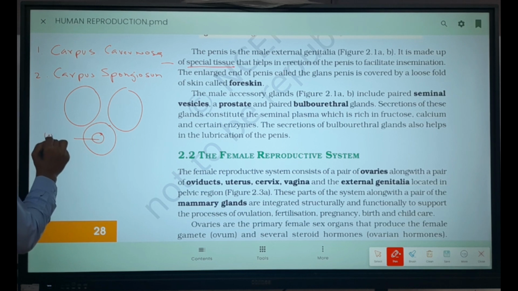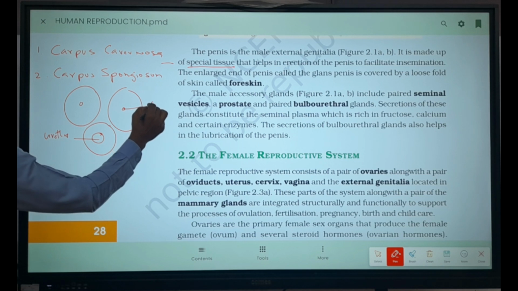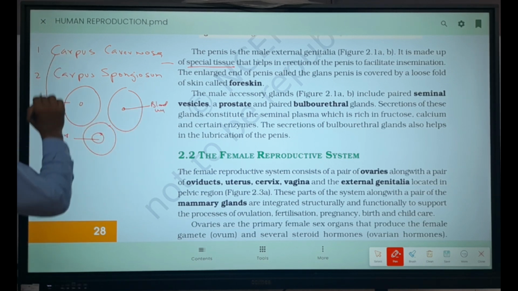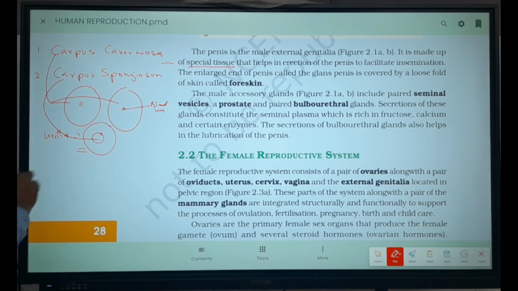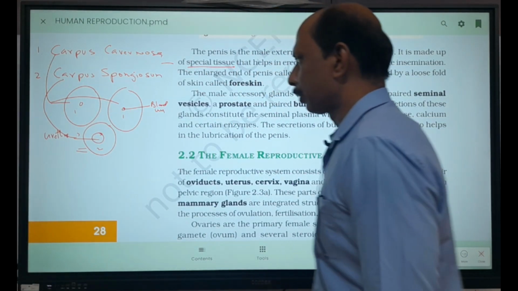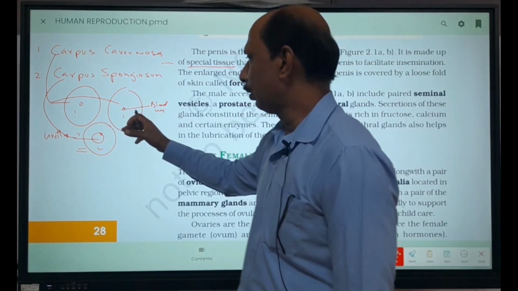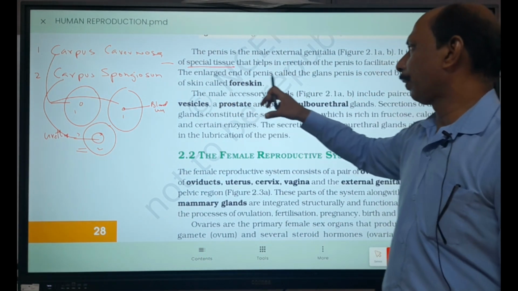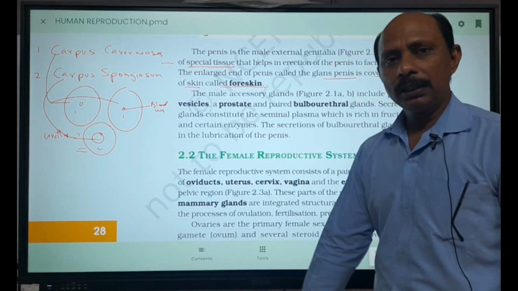Here the urethra is present. These two are blood vessels, right? So these two are the corpora cavernosa, this and this, and this one is the corpus spongiosum. So these are special tissues, circular masses of special tissue, which are responsible for erection, right? To facilitate insemination, the enlarged end of the penis is called the glans penis, and it is covered by a loose fold of skin called foreskin, also called prepuce, right?